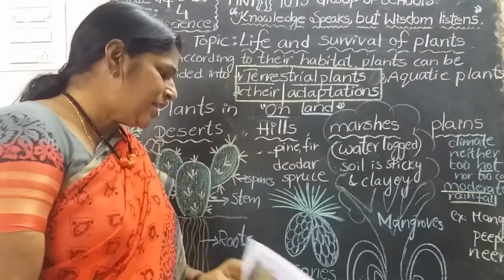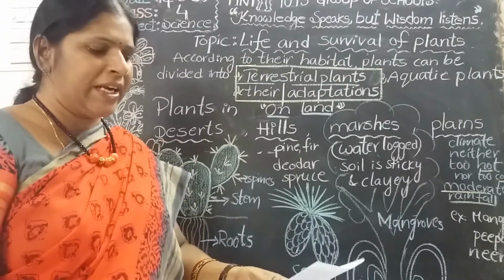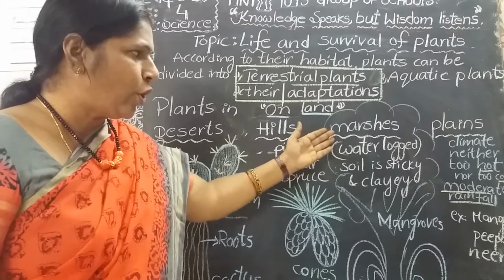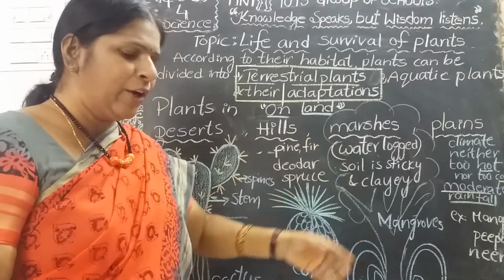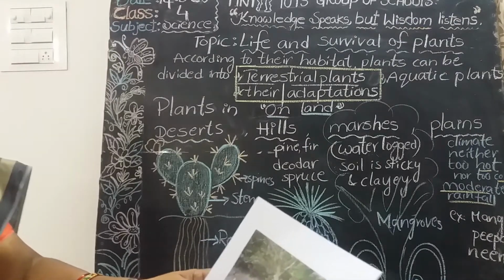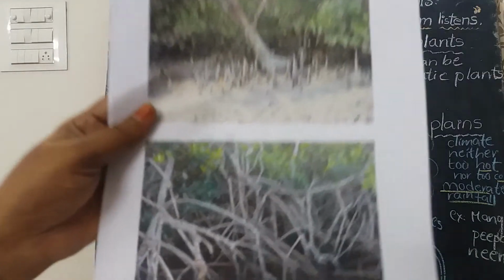Marshes. Marshes means waterlogged places. The soil is very sticky and clayey. Now I will show some more pictures. Which plants grow on marshes? Mangroves. Sundarban mangroves grow in marshes. Waterlogged places are called marshes. I will show you some pictures.